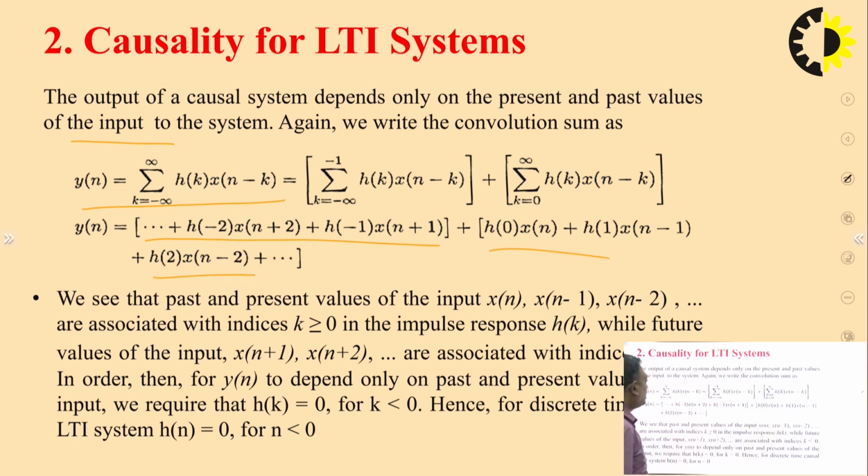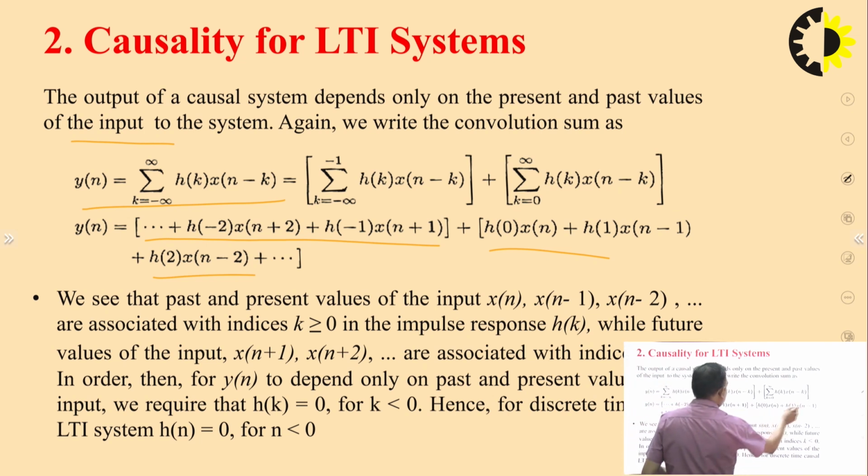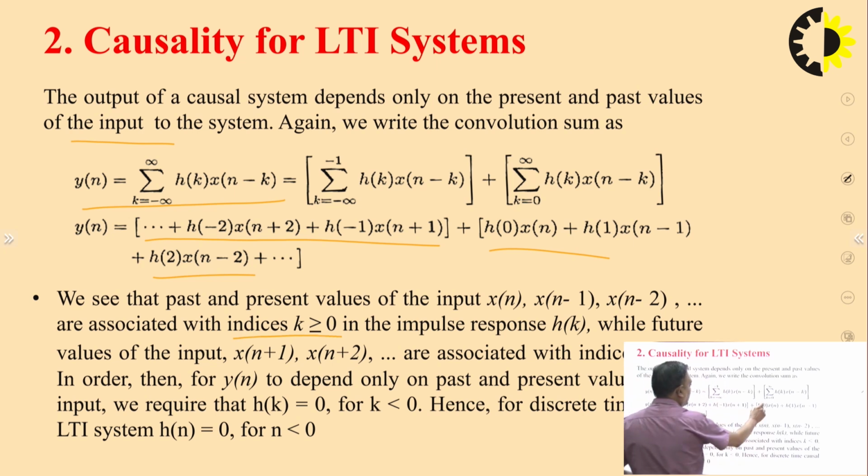Now we can see here that the past and present values of the input, which are x[n] and x[n minus 1], are only associated with indices of k in the impulse response h[k], where k is greater than or equal to 0, while the future values of the input are defined for values of k which are less than 0.